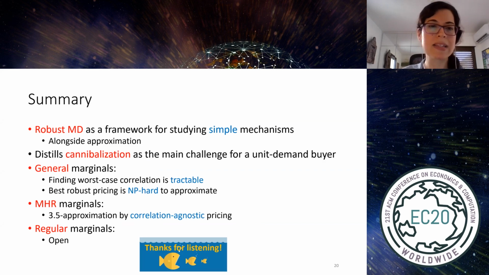Let me summarize. We've seen robust mechanism design as a framework for studying simple mechanisms alongside approximation. In the case of a unit demand buyer, it distills cannibalization as the main challenge. For a general marginal, we showed that finding the worst case correlation is tractable, but finding the best robust pricing is NP-hard, even to approximate. We have positive results for MHR marginals, and we leave it open for regular marginals.